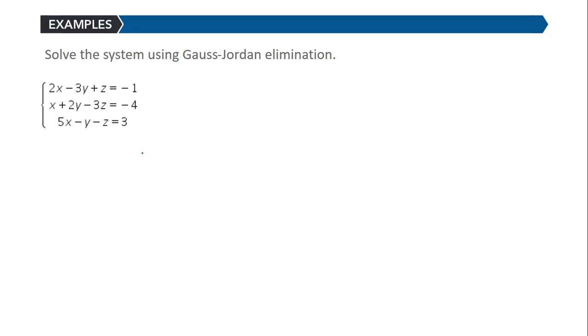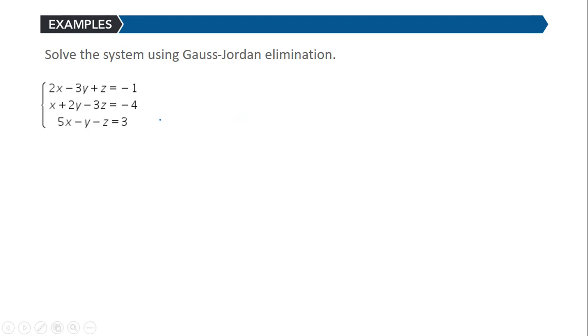In this video, we want to solve the system 2x minus 3y plus z equals negative 1, x plus 2y minus 3z equals negative 4, and 5x minus y minus z equals 3 with Gauss-Jordan elimination. So recall that this means that we need 1s in the diagonals, 0s above and below those 1s.